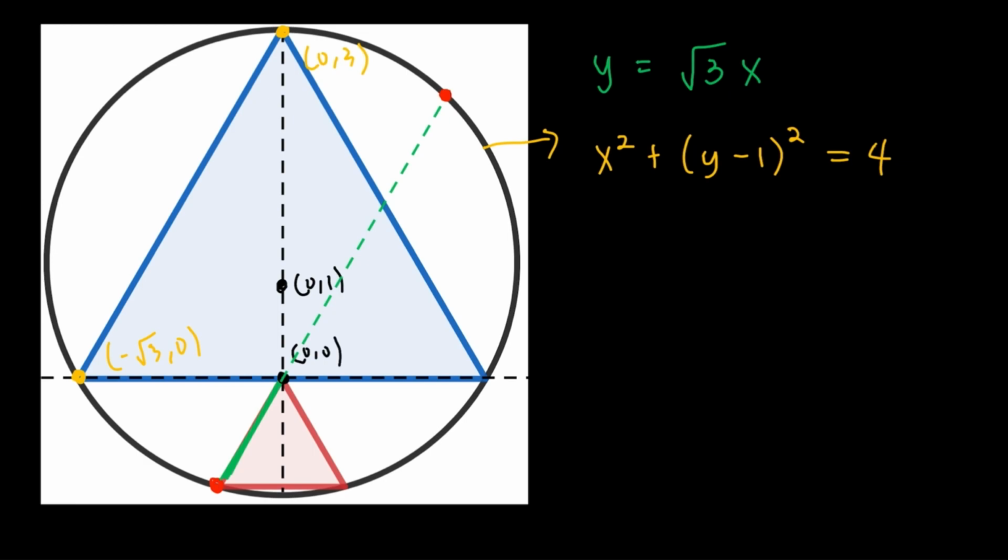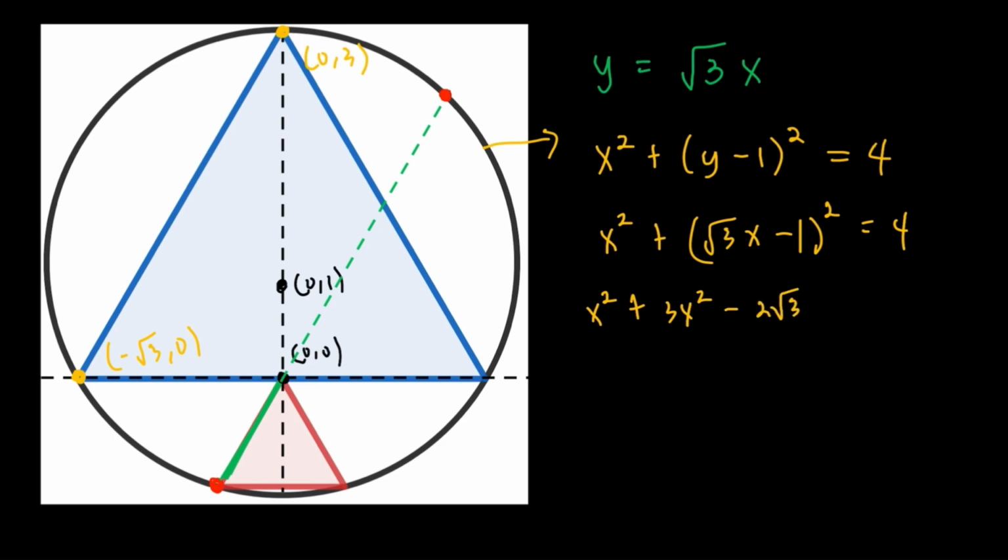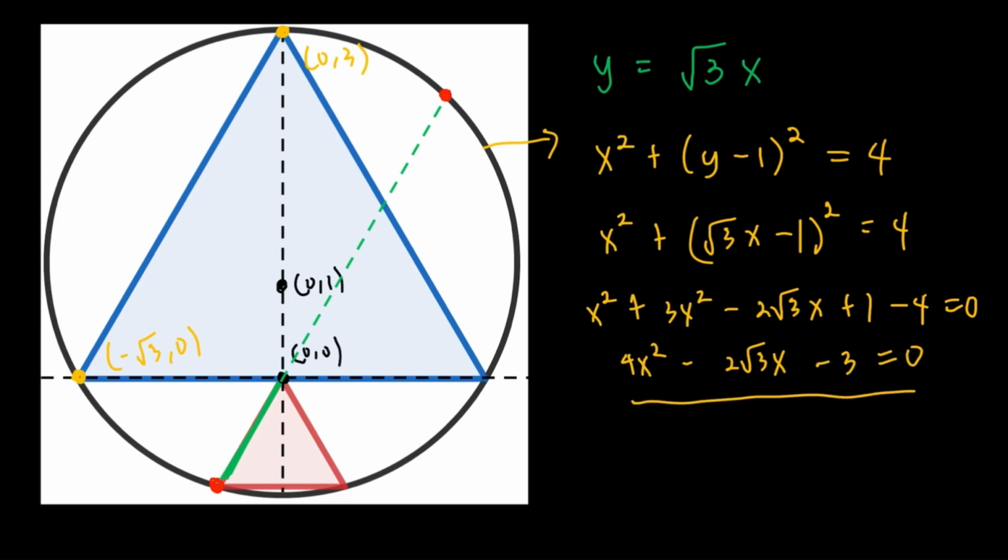So (x squared + square root of 3 times x - 1) squared, that's going to be equal to 4. So x squared plus 3x squared minus 2 square root of 3 times x plus 1. I'm going to put the 4 to the other side. So I'll have 4x squared minus 2 square root of 3x minus 3, that's equal to 0. Now, I would be able to solve the value of x here.